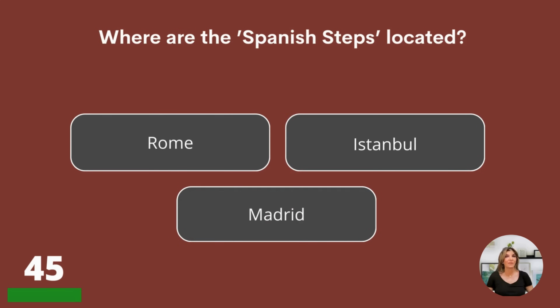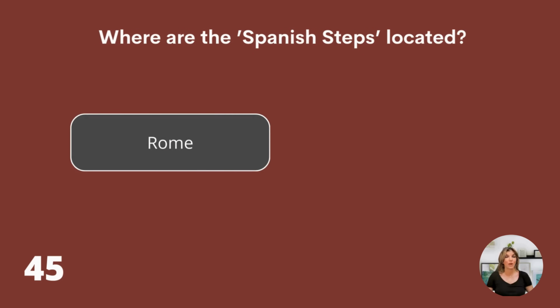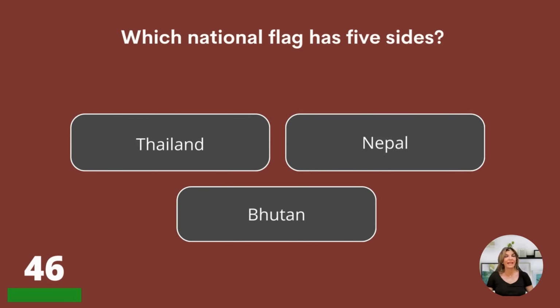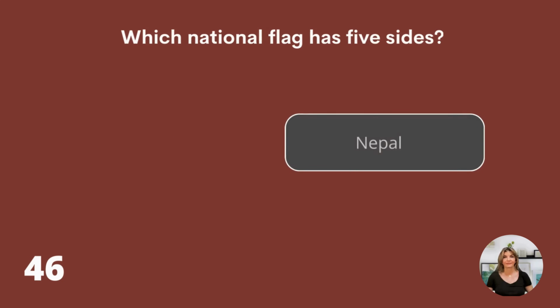Where are the Spanish Steps located? Rome, Istanbul, or Madrid? Rome. Which national flag has 5 sides? Thailand, Nepal, or Bhutan? Nepal.